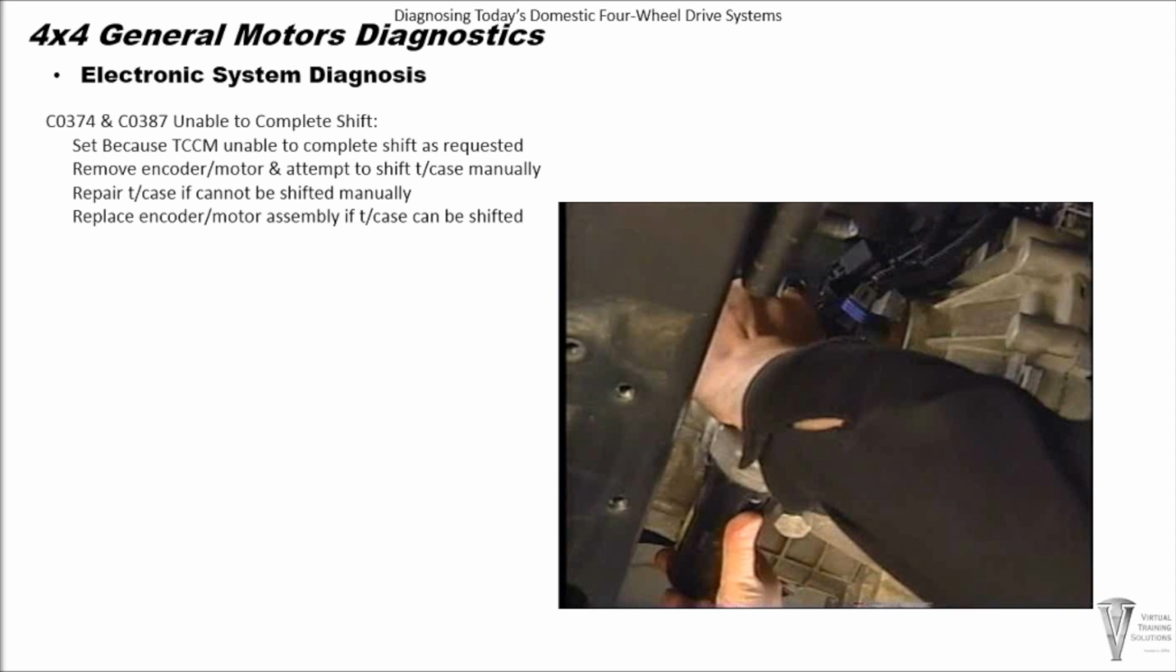For code C0374 and C0387 unable to complete the shift, these codes are usually set because the transfer case control module was unable to perform the shift as requested. This is usually a mechanical problem in the transfer case or an encoder motor problem. Remove the encoder motor and attempt to shift the transfer case manually. If the transfer case can be shifted manually through all ranges, replace the encoder motor assembly. If the transfer case cannot be shifted manually through all ranges, remove, disassemble, and repair the transfer case.